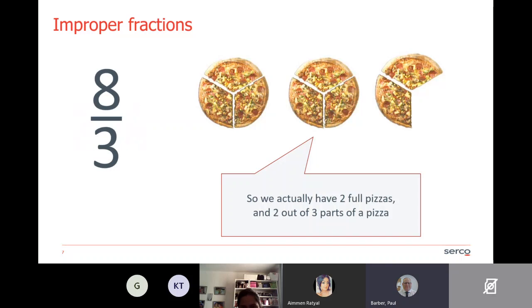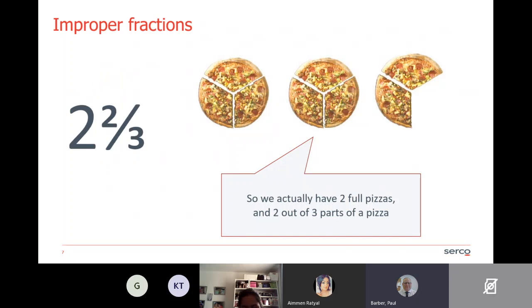So one functional skills question you might get might be simply to say, write this improper fraction as a normal fraction. And it would simply be, well, I can see that it's out of 3, and I've got 3 makes 1, 6 makes 2, and then I've got 2/3 left over. So that gives me 2 and 2/3.